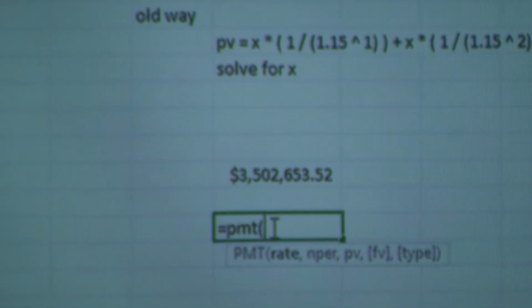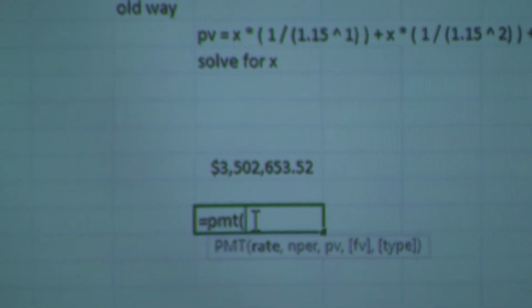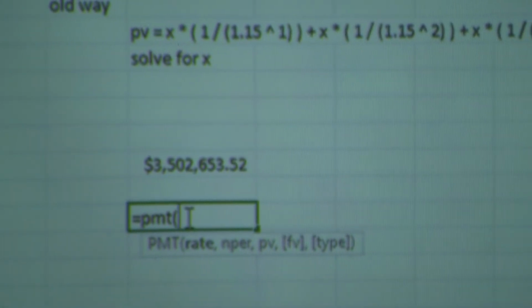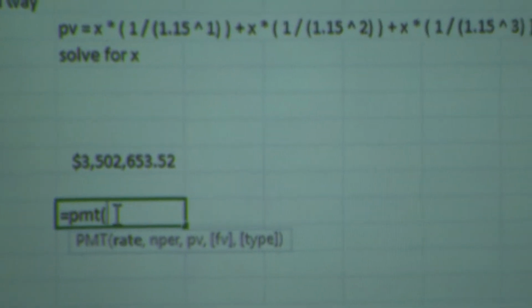Actually, in this case, I think if you plug it in as not negative, you'll get a negative value back. It's still the same value. But if it's coupled with another calculation, that can screw you up.